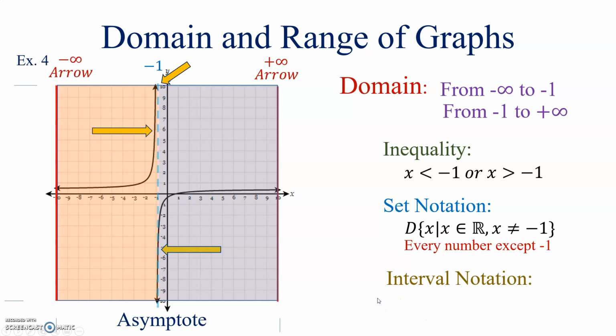Last, interval notation. In interval notation, I'm just going to show these two separate inequalities. So there's my negative infinity to -1, which is this inequality here, and my -1 to infinity, which is this inequality here, and I'm putting the union symbol. The union symbol kind of sort of is what was happening with the "or."